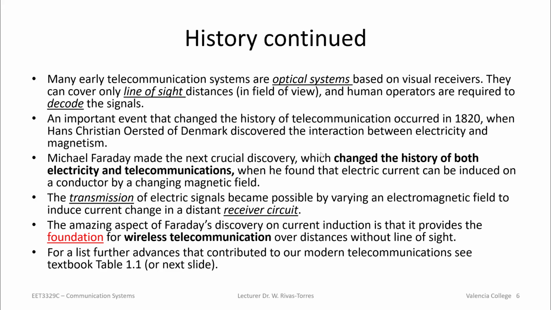This led to the transmission of electrical signals becoming possible by varying an electromagnetic field, which is what comes out of the antenna of your cell phone, right? And that's what makes it wireless, or of your Wi-Fi router at your house. That's what makes it wireless, the fact that it can transmit an electromagnetic wave, right? And then this electromagnetic field can reach a distant receiver somewhere, and it doesn't have to be co-located. You don't even need line of sight anymore, okay? It's not a hard requirement.